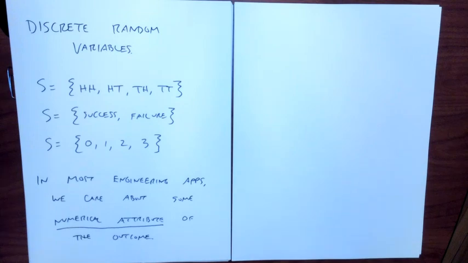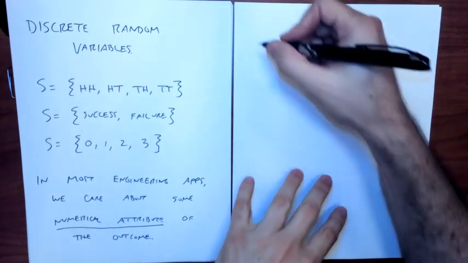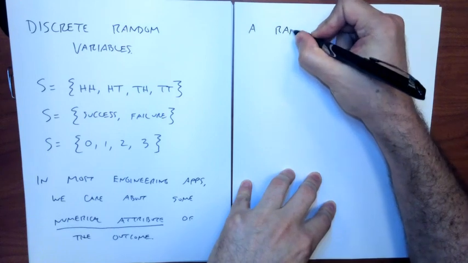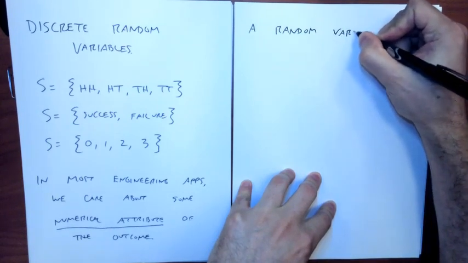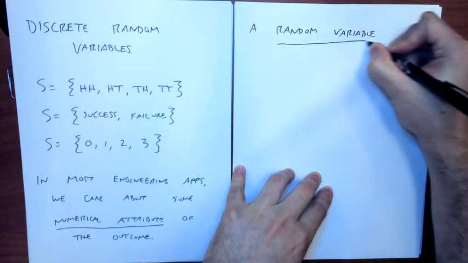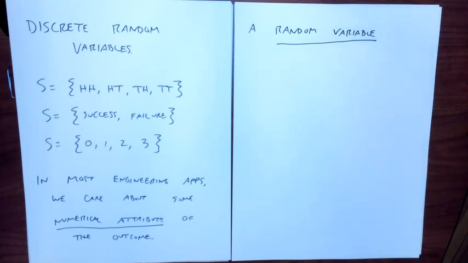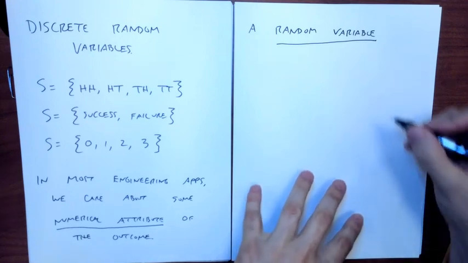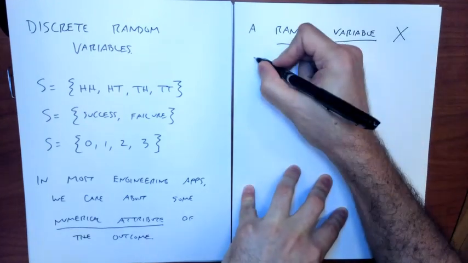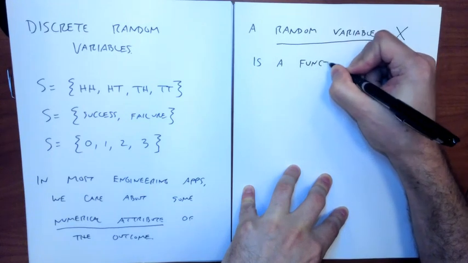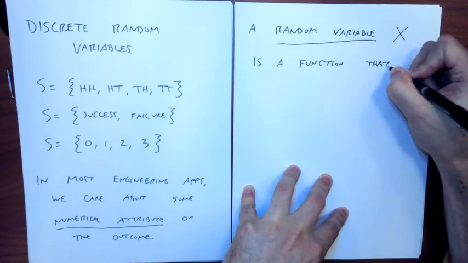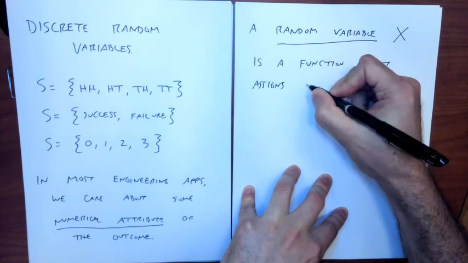And so a random variable, this is the key concept of today. This is a little more wordy than it has to be, perhaps. But in words, it's basically an experiment that gives us a number, right? That's the big picture, okay? So let me write this down a bit more officially. A random variable X is a function that assigns each outcome.